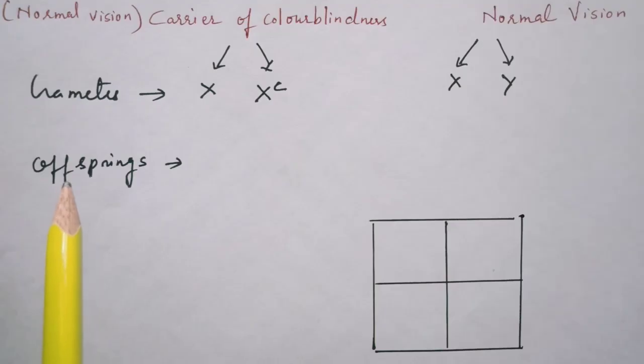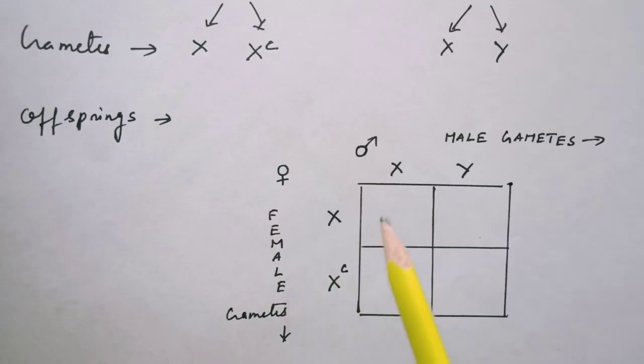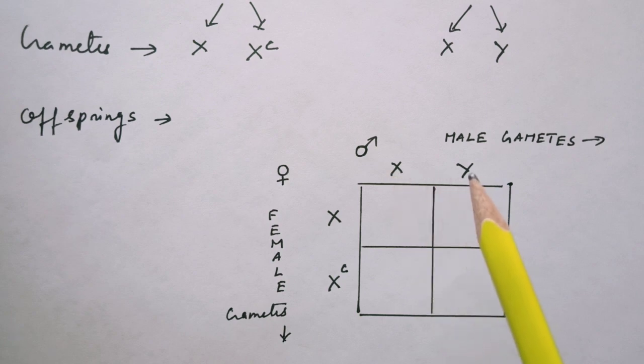Third line, again we write about the possible genetic combinations in the offsprings. 2 into 2, again 4 genetic combinations are possible. We have made a Punnett square with 4 boxes. We write the male gametes on one side and the female gametes on the other side. We can see that male gametes are normal X and Y, and female gametes are one normal X and one X carrying the recessive gene for color blindness.